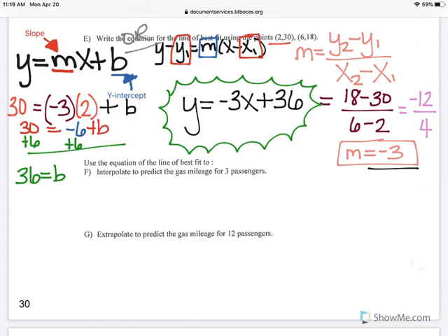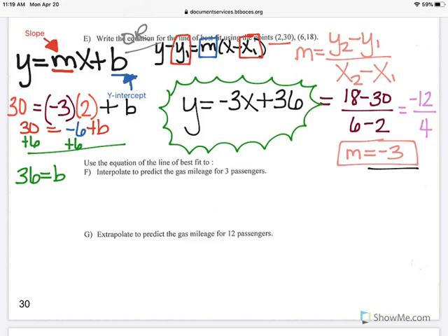So again, you can use the y equals mx plus b, or the point slope formula, y minus y1 equals m times x minus x1. No matter what you decide to use, you're going to end up with, in this scenario, y equals negative 3x plus 36.